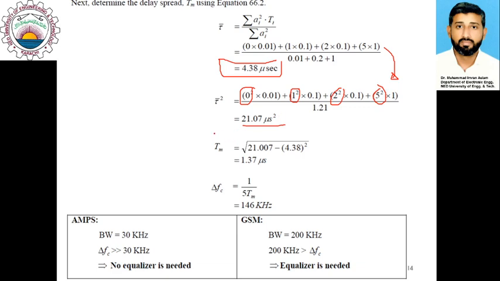And we need to calculate the delay spread as well. The delay spread is the standard deviation, so we simply use the formula of standard deviation, which is the square root of the mean square value minus the square of the mean value. So the square of the mean value is 4.38 squared, and the mean square value is 21.07. If you simplify this, you would see that the delay spread comes out to be 1.37 microseconds.